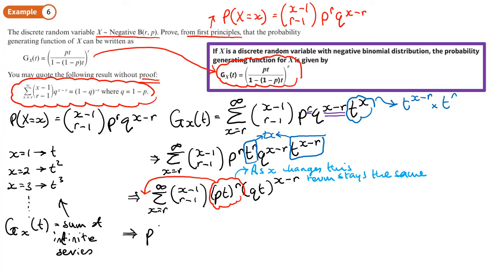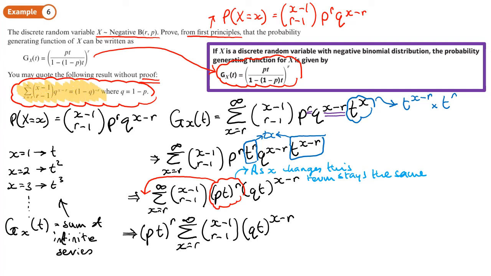So we'll have pt all to the power r, and then we want the sum from x equals r to infinity of (x minus 1 choose r minus 1) and then qt to the power x minus r. Right, now we're ready to use this proof here. The only difference is where we've got q, we'll put qt. So we're going to use that proof, and maybe I'll write it down.